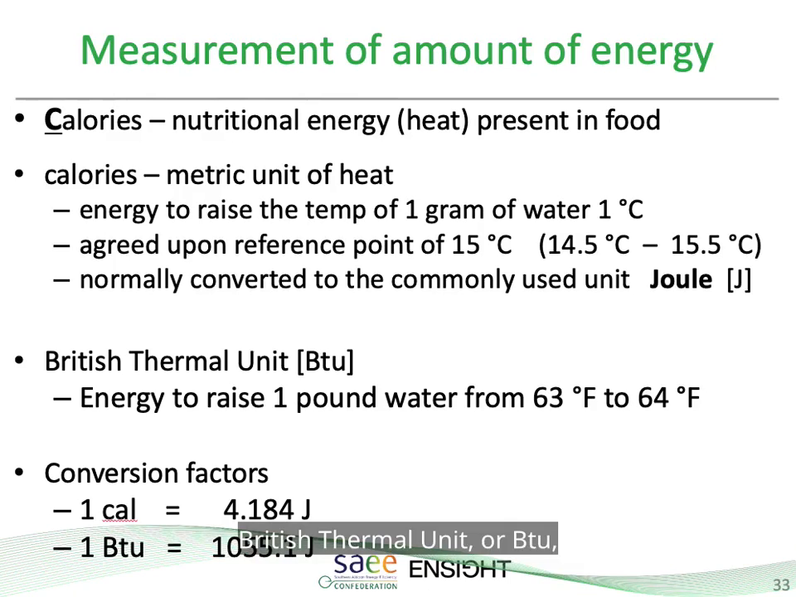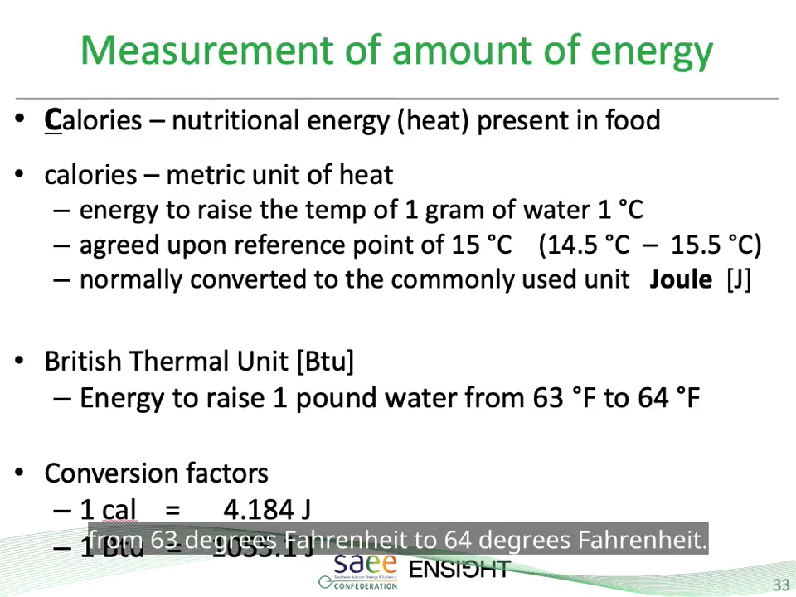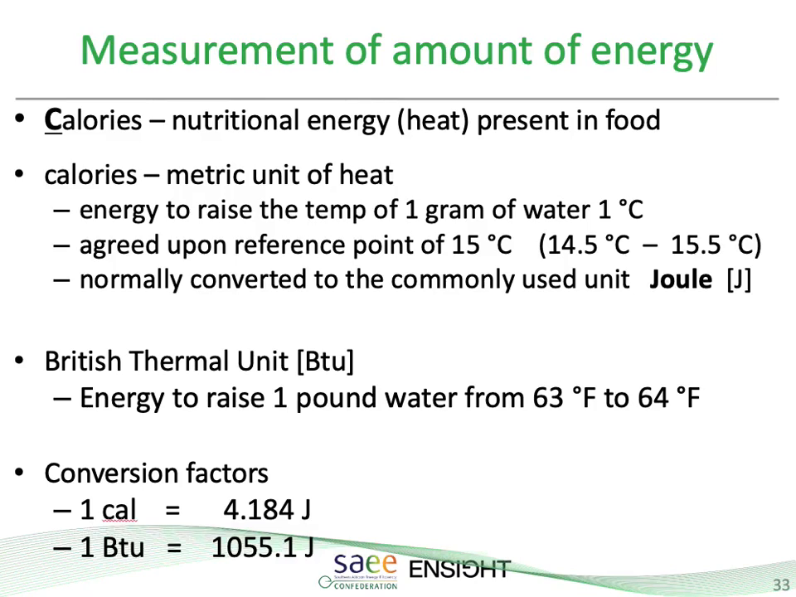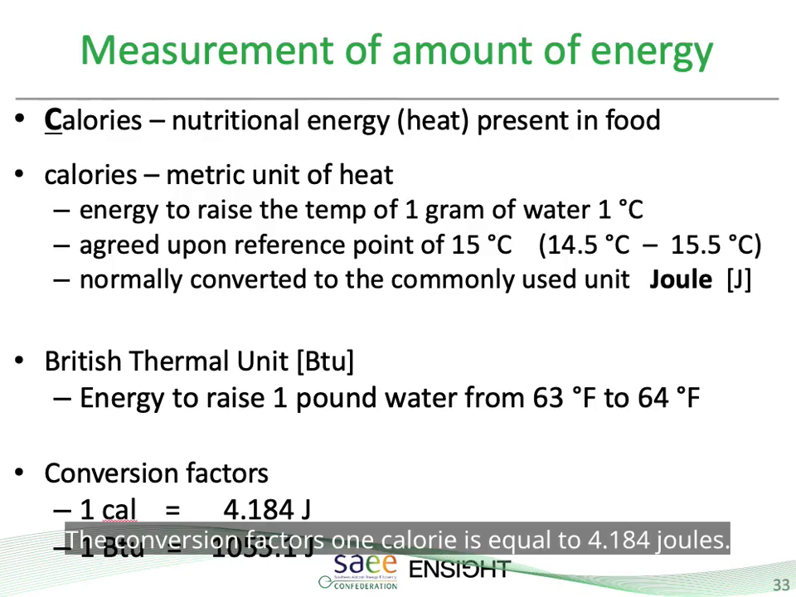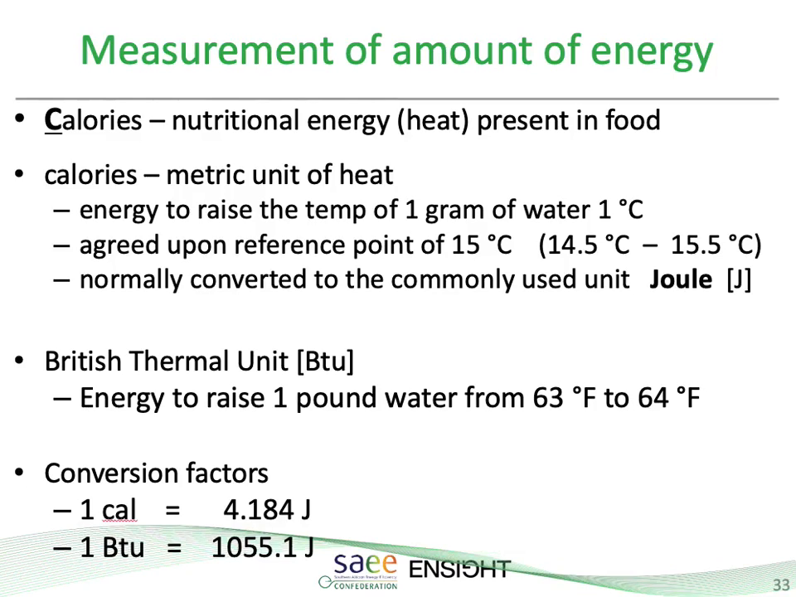British thermal units, or BTU, as you will often see on your aircon units, is the energy required to raise 1 pound of water from 63 degrees Fahrenheit to 64 degrees Fahrenheit. The conversion factors: 1 calorie is equal to 4.184 joules. 1 BTU is equal to 1055.1 joules.